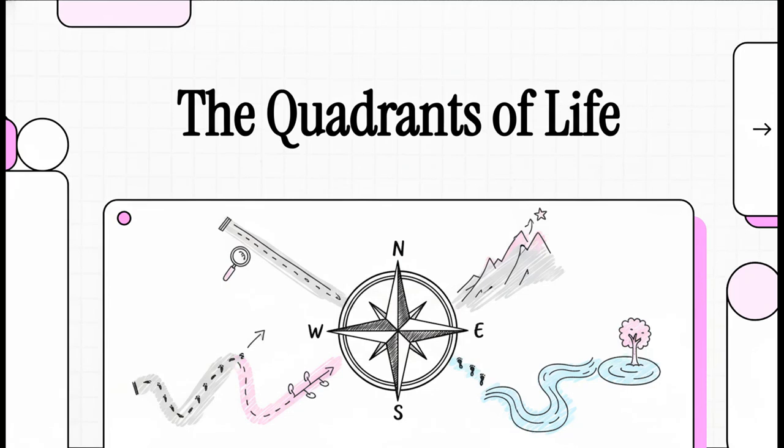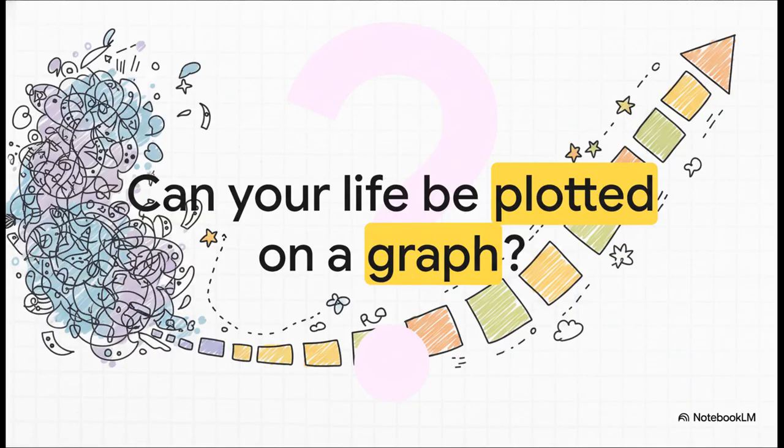Have you ever wished you had a map for your life? Some way to see where all your little daily choices are actually taking you? Well, that's exactly what we're diving into today, a really fascinating framework called the Quadrants of Life. I know, it sounds a little out there, right? How can something as complex and, let's be honest, messy as a human life get plotted on a simple graph?